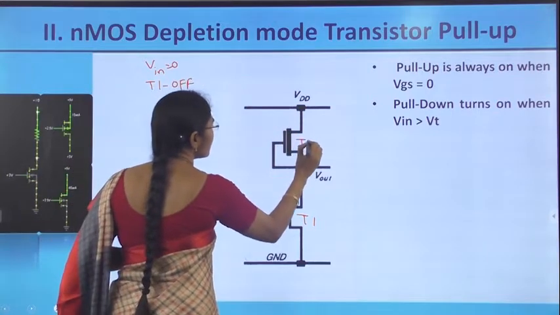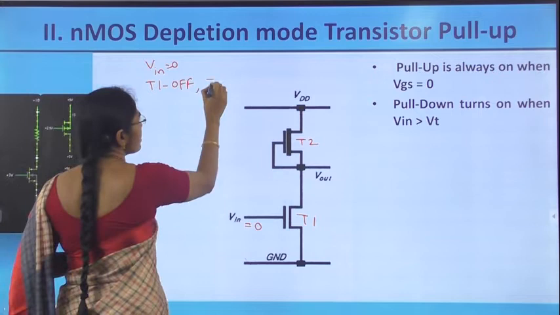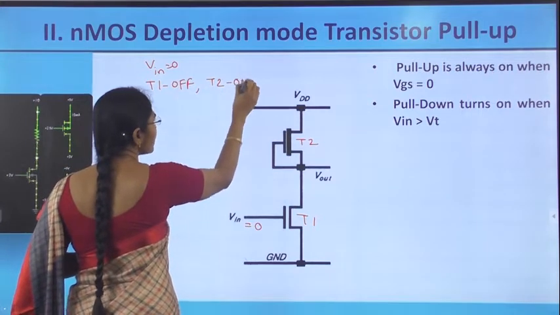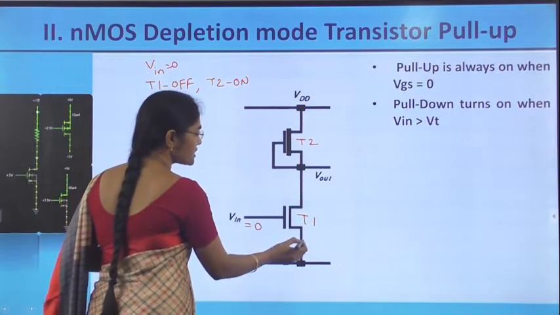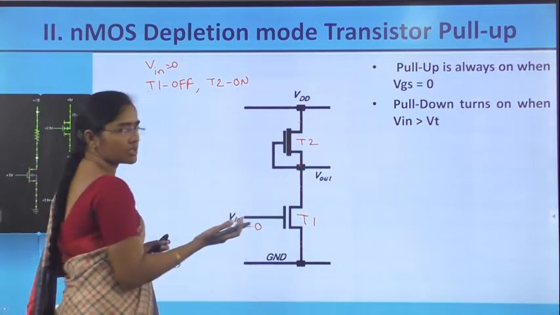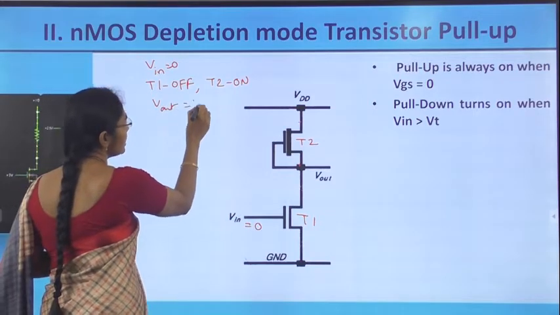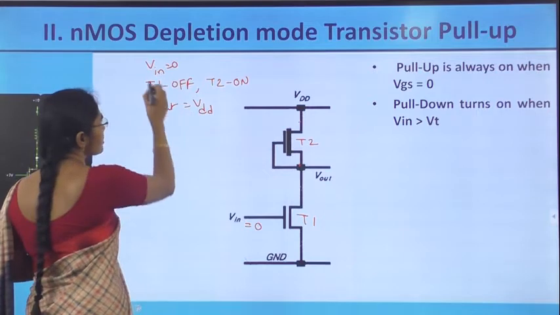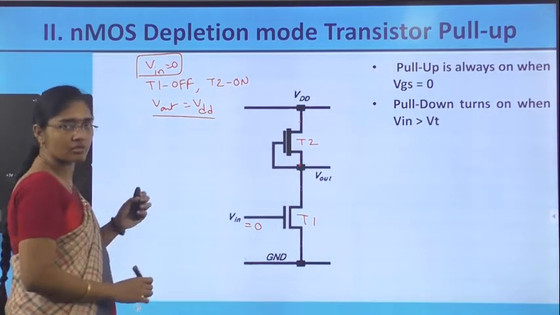And T2 is the load device. It is always in the on condition. So T2 is on. Since T2 is on and T1 is off, what will happen? Open circuit in the pull down path and closed circuit in the pull up path. Therefore, Vout is equal to the VDD value. For this, Vin is equal to 0.